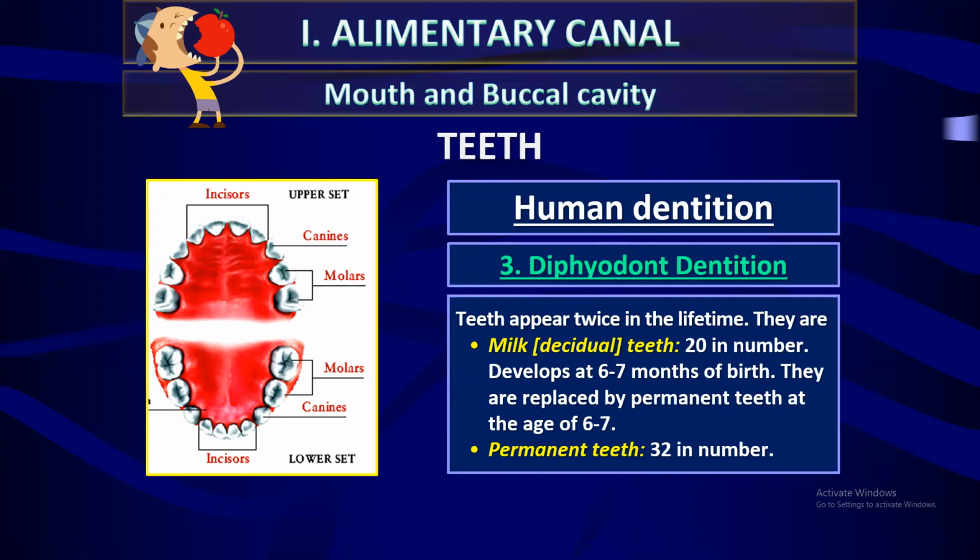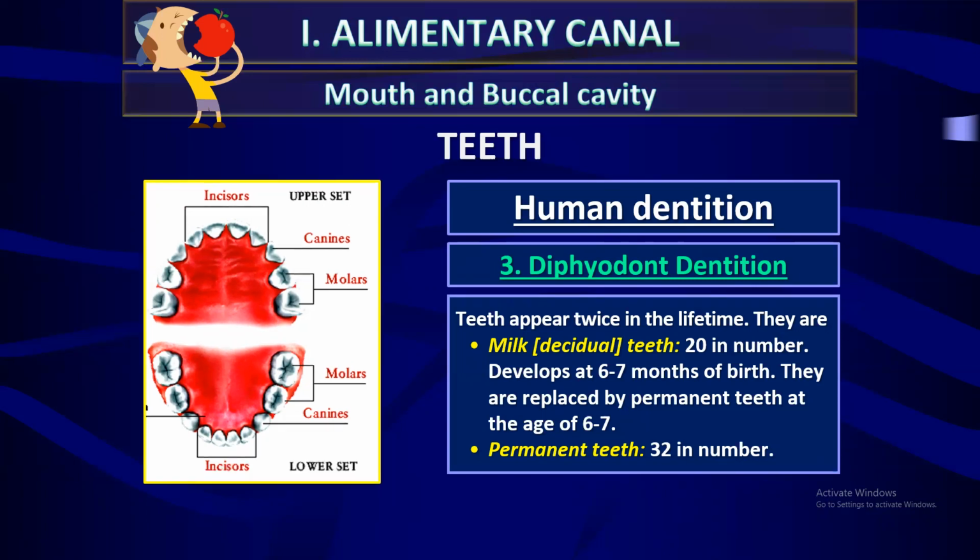Permanent teeth, the number of permanent teeth is 32. So while comparing, it is very easy to understand. What is the number of milk teeth and permanent teeth? The number of milk teeth is 20. Apart from the 20 teeth, 12 more teeth are added. So these 12 teeth appear only once in our lifetime. And these 20 teeth appear twice in our lifetime.